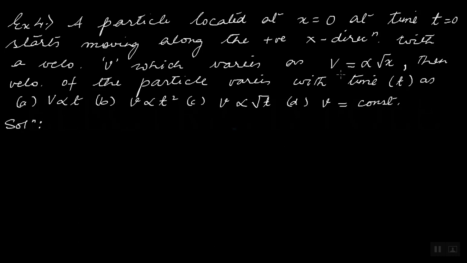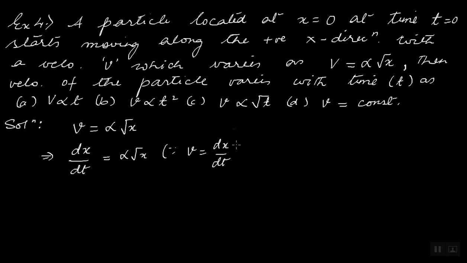So here we can see that the velocity is given in terms of x, the position. Now we want the velocity in terms of time. So v is equal to alpha root x. But what is v? v is the rate of change of position, or dx/dt, is it not? Since v is dx/dt.